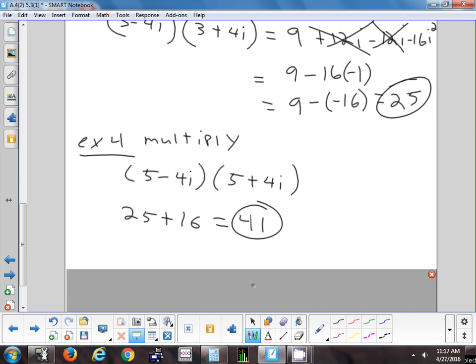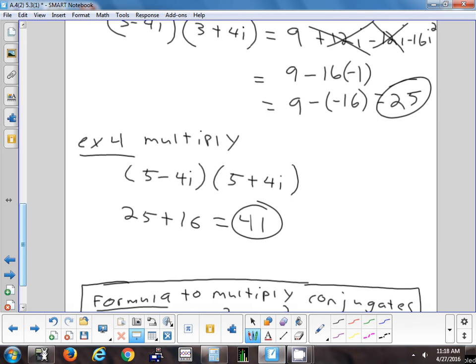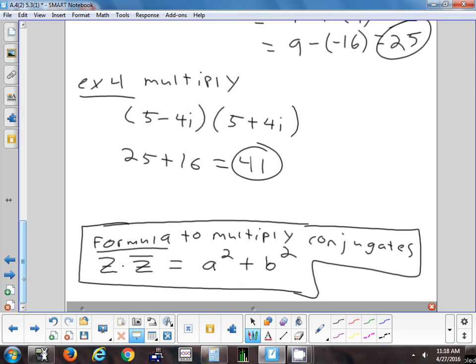Now, if you want, you can go through and do all the foiling. But when you have conjugates, this is a shortcut you can use. If you want to double check it, go ahead and double check it. But it will come out to 41. So the shortcut formula to multiply two conjugates together is you take a, the first number, square it. Take b, the second number, and square it, and add them up. Doesn't matter if you square 4 or negative 4. It's 16 both ways.